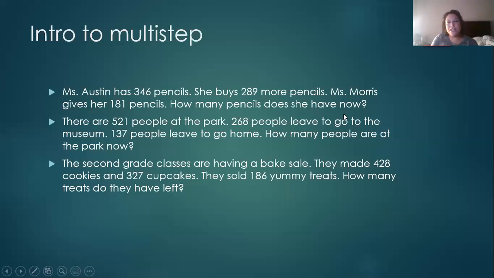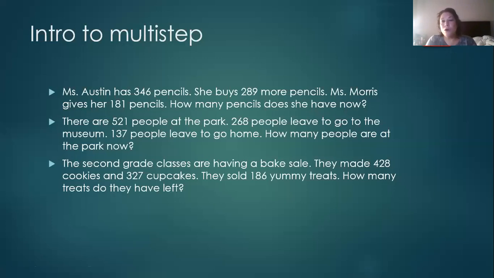Okay, guys, so here's a little intro to multi-step. Don't worry, we're not jumping right into these word problems. I just wanted to show you some examples of what you might see when it comes to multi-step word problems. So first one we have, Ms. Austin has 346 pencils. She buys 289 more pencils. Ms. Morris gives her 181 pencils. How many pencils does she have now?